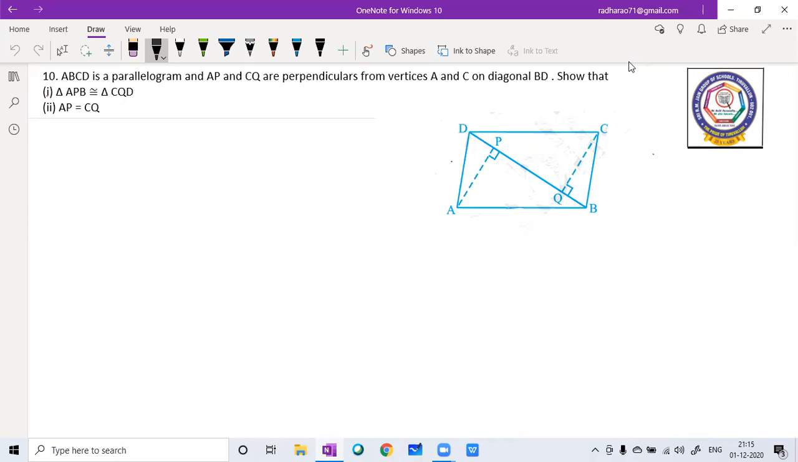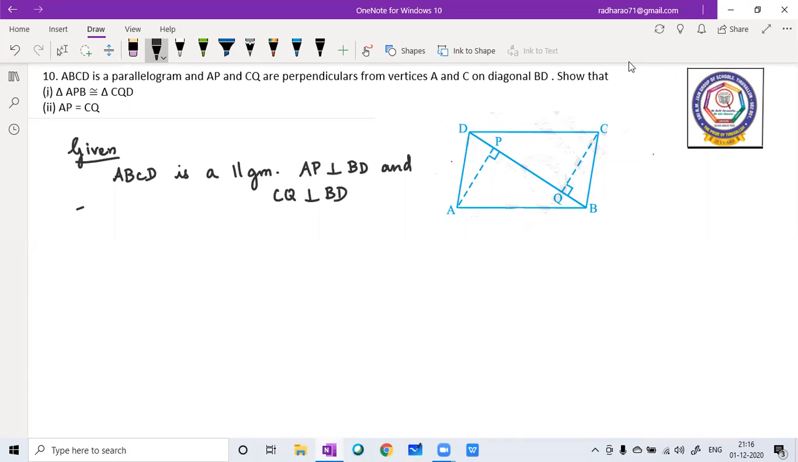So what is given? ABCD is a parallelogram, and AP and CQ are the perpendiculars from the vertices A and C on the diagonal BD, and you have to prove 2 things. What is given in the question should be written first. ABCD is a parallelogram, and AP and CQ are perpendiculars drawn from the vertices A and C on BD, which means AP is perpendicular to BD and CQ is also perpendicular to BD.